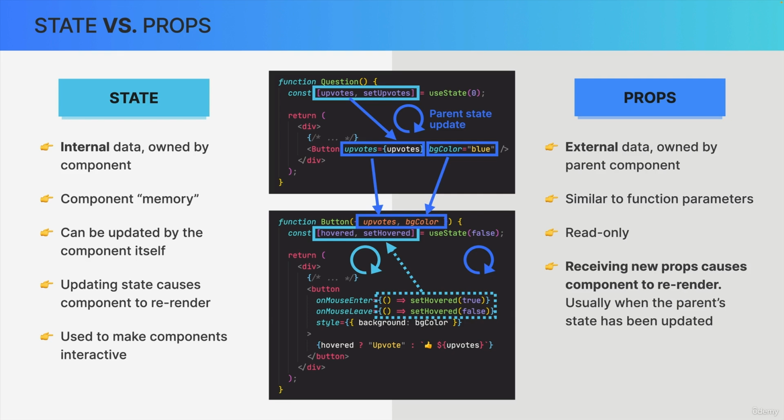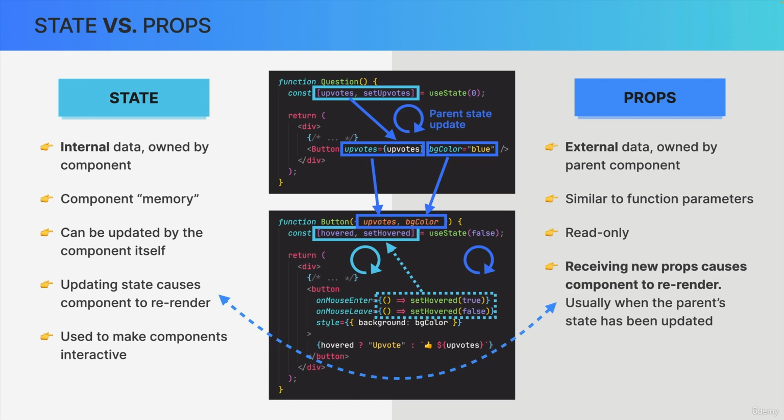So, in conclusion, whenever a piece of state is passed as a prop, when that state updates, both components are re-rendered. So both the component owning the state and the component receiving the state as a prop. And so this is a very important connection between state and props that you should keep in mind.